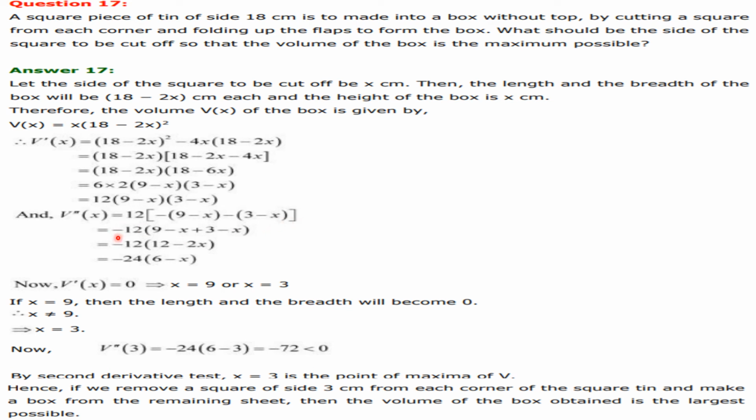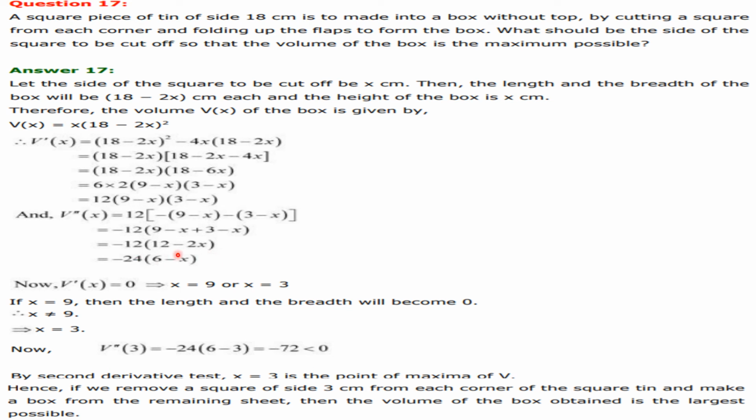Right. That is equal to, we are taking minus common. Then what we get here? Minus 12 into, then what will you get the terms in this square brackets? 9 minus x plus 3 minus x. Understood this, my dear children? Right. That is equal to minus 12 into. Now we simplify the terms in these brackets. 9 plus 3, what will you get here? 12. Right. Minus x minus x, what will you get? Minus 2x. Understood this minus 2x, my dear children? Understood this step, my dear children?